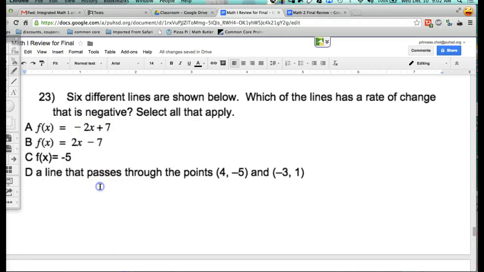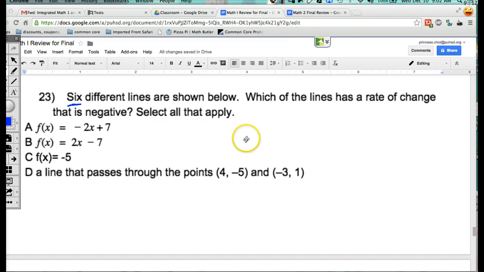Okay, so here's question number 23. 6 different lines are shown below. Which of the lines has a rate of change that is negative? Select all that apply, right? So then obviously looking at the question, you know that on the test, there's going to be 6 different lines, right? However, how many did I put over here? I put 1, 2, 3, 4, only 4, okay?